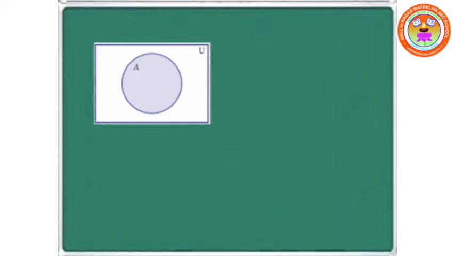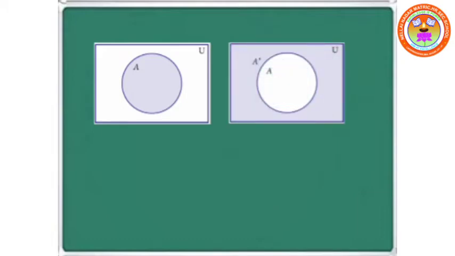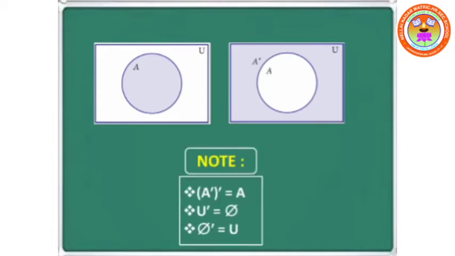Next one, see the Venn diagram. Here the shaded portion is the set A. Here the shaded portion is the set A dash. Except A, the remaining part of U will be A dash. A dash the whole dash will be A. U dash will be the empty set, and empty set dash is equal to U.